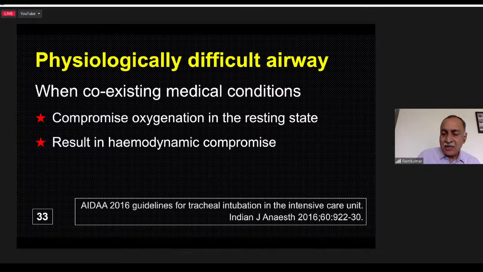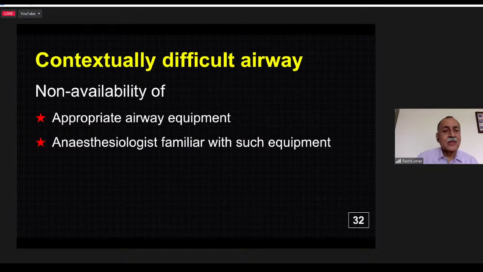But for the benefit of our Indian audience, I have put one of the guidelines that we have brought out from the All India Difficult Airway Association in the Indian Journal of Anaesthesia 2016, with the references at the bottom. The contextually difficult airway is now a third angle to it. Anatomically difficult, we can understand there is a hindrance to the passage of a device to secure a definitive airway. Physiological, there is a problem with oxygenation or blood pressure. Finally, you come to the contextually difficult airway, which, as the name signifies, depends on the context.